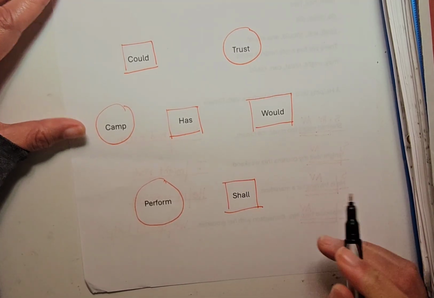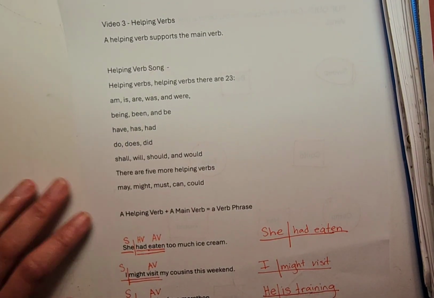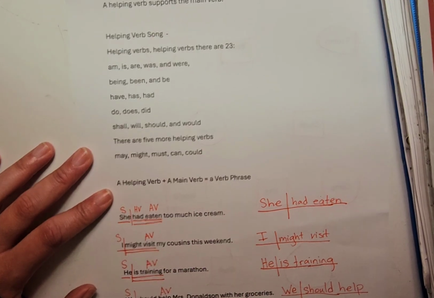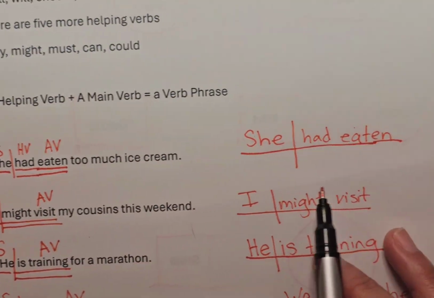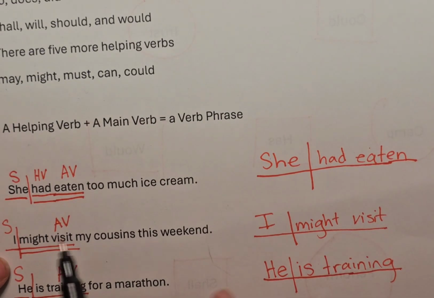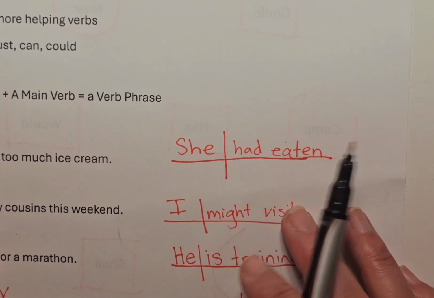Good job. So that is our lesson today about helping verbs. When you put a helping verb and a main verb together, it's called a verb phrase, and you underline them both. And you also diagram them both together. So underline them both 2 times in the sentence, and then diagram them together on your sentence diagram.